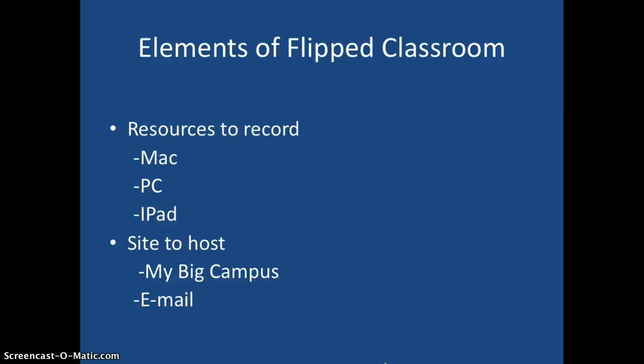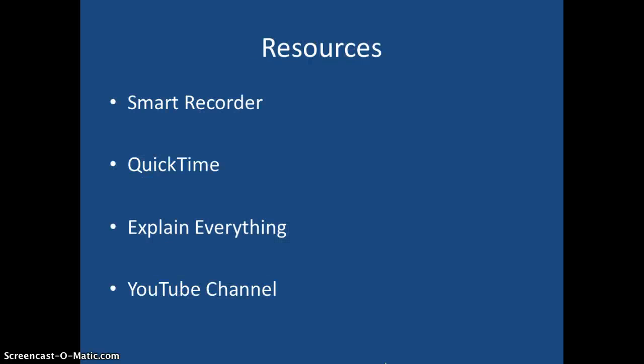So you need a few resources, and fortunately here in Wappingers we have lots of technology and lots of people to help us out with these things. To record anything that you want to do, you can do it from a Mac, a PC, or an iPad. You could even do it from a phone or a video camera. And then you need a site to host. You could disseminate the information via My Big Campus in groups that you create, or just simply by email. And here are some software resources that can be used to record.